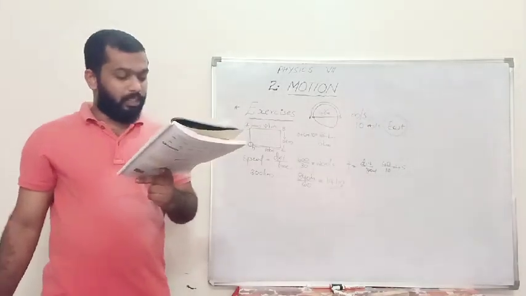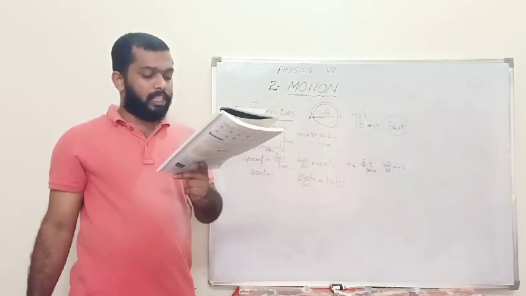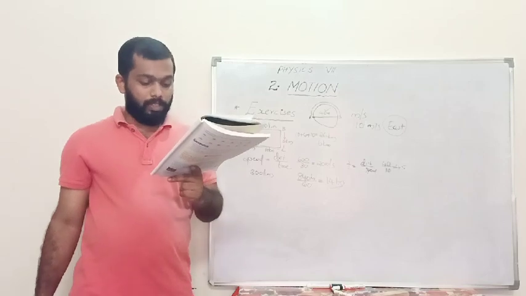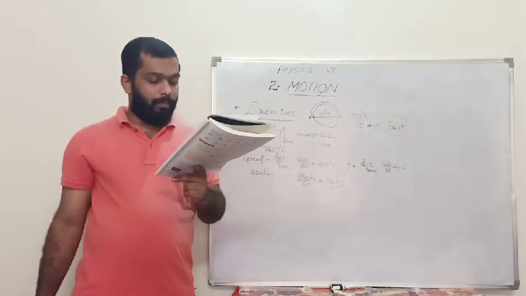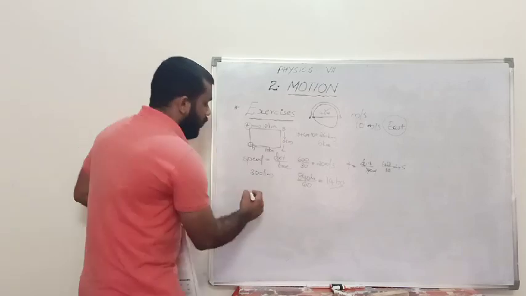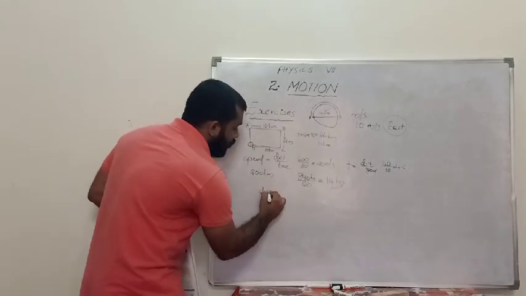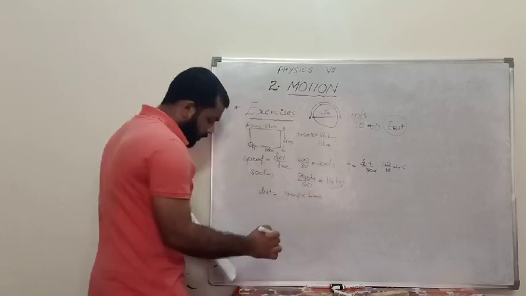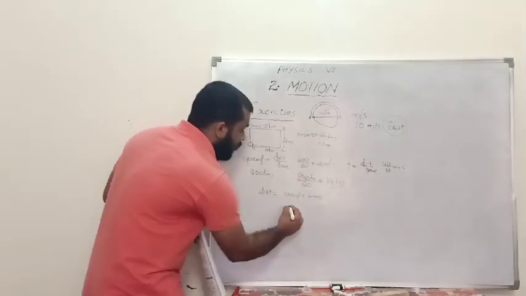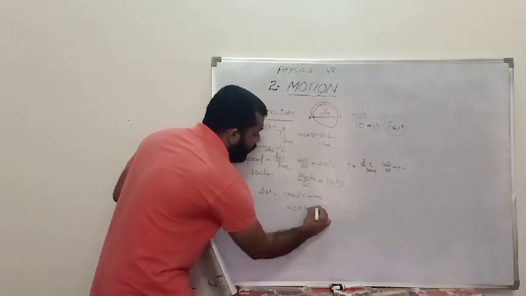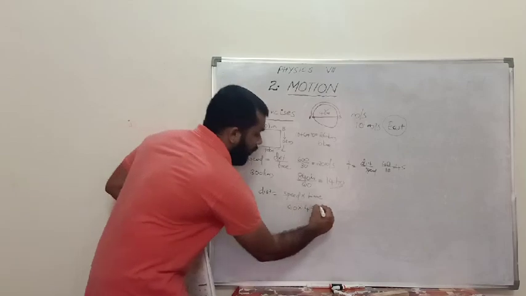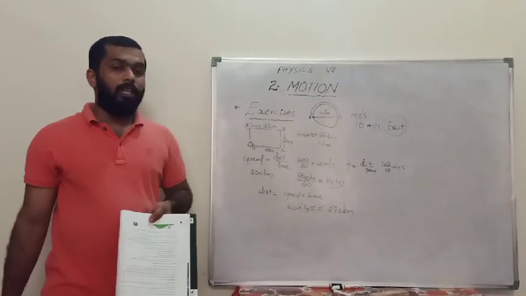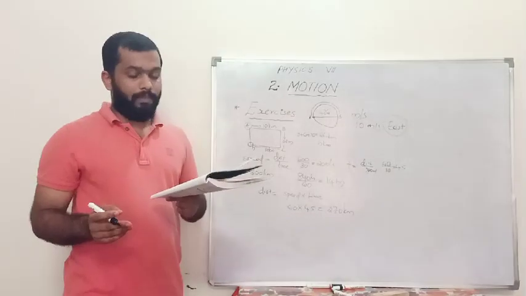Then the last, seventh question. A bus moves with an average speed of 60 kilometers per hour for 4.5 hours. Find the distance traveled. Distance can be calculated as speed into time. Speed is given as 60 km per hour, so 60 into time, which is 4.5. The answer will be 270 kilometer. These are the numerical section we were dealing with.